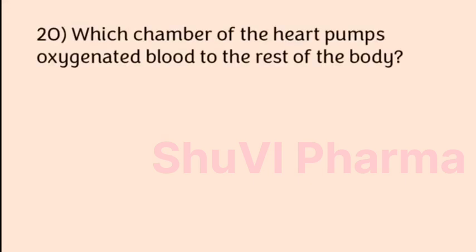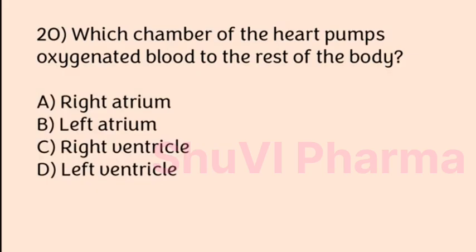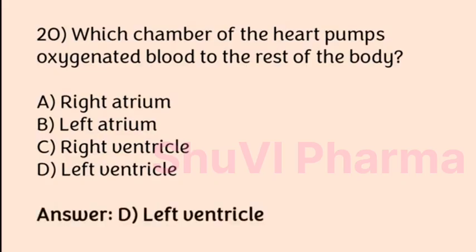Which chamber of the heart pumps oxygenated blood to the rest of the body? Right atrium, left atrium, right ventricle, left ventricle. The correct answer is option D. Left ventricle chamber of the heart pumps oxygenated blood to the rest of the body.